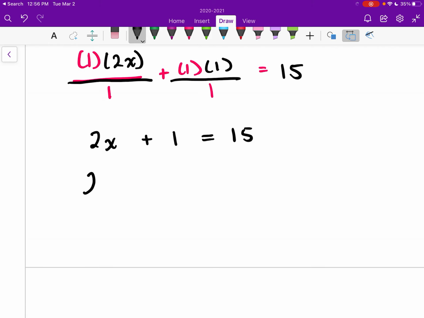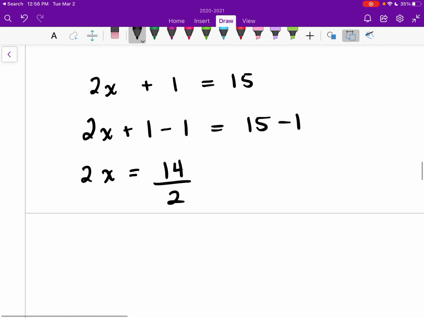So let's get rid of the 1 on this side by subtracting 1. And then we're going to subtract 1 on the other side. So 2x equals 15 minus 1, which is 14. And then I want to get rid of the 2, so divide both sides by 2. X is equal to 7.